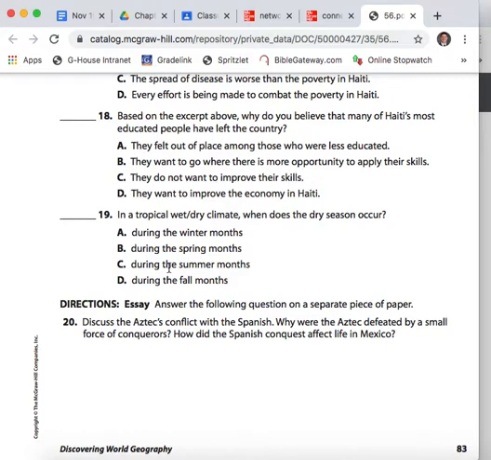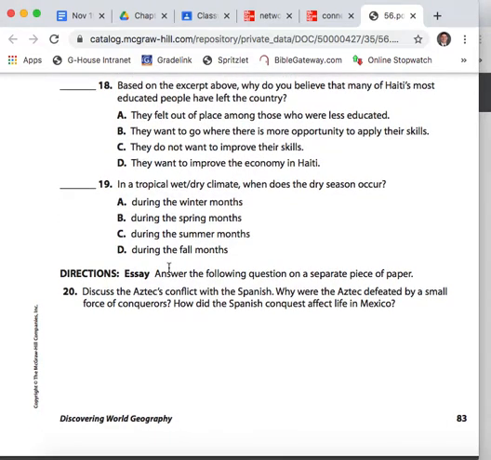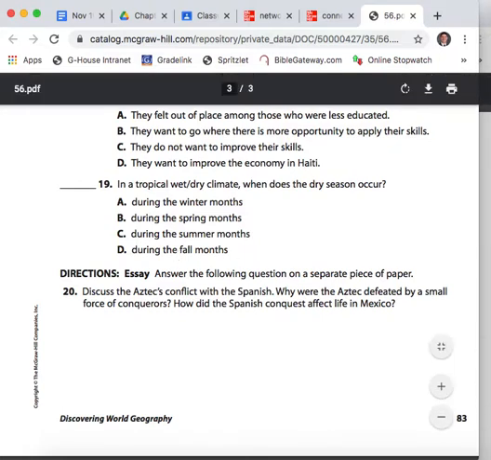Okay? Number 20. Discuss the Aztecs' conflict with the Spanish. Why were the Aztecs defeated by a small force of conquerors? How did the Spanish conquest affect life in Mexico? Your summary, writing this in your own words, might sound something like this. Although their numbers far exceeded those of the Spanish conquistadors, and even if they were fearsome warriors, the Aztec were no match for the foreign force of the Spanish.